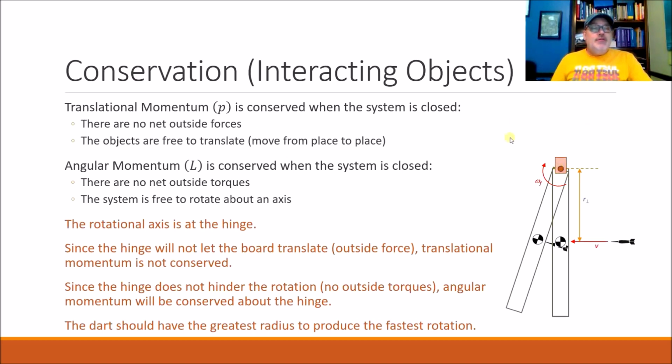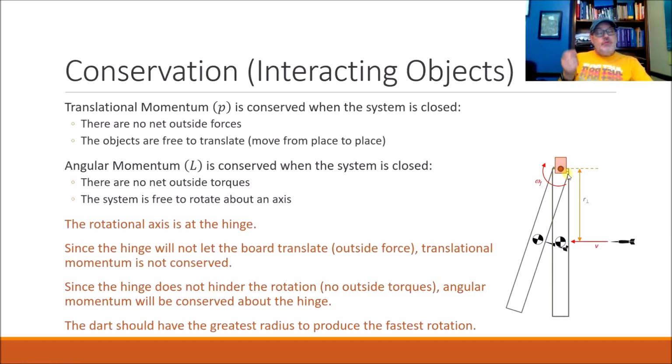However, there is a point, an axis, about which the thing is free to rotate. So this thing will have conservation of angular momentum about this point because there's no outside torques here. The original angular momentum between this dart and this pivot point will equal the final angular momentum of the system about this same hinged point afterwards.